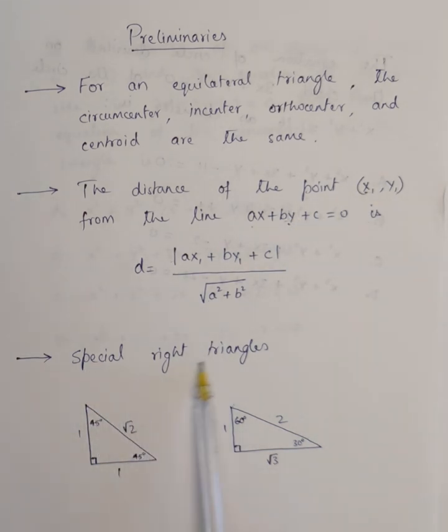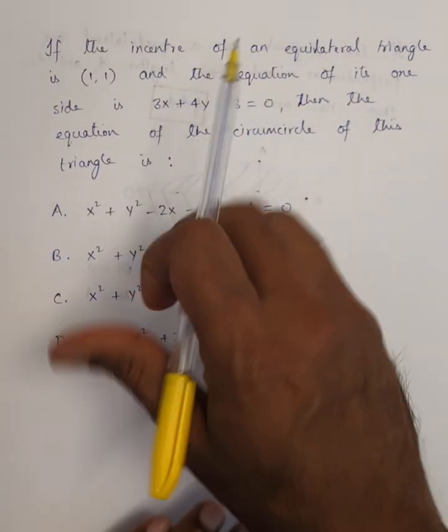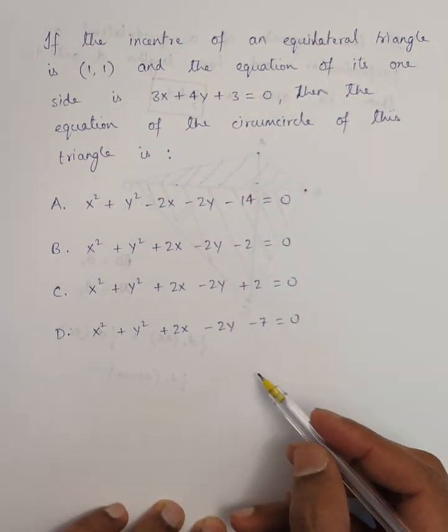And then there are two special right triangles, but for this problem, we want to focus on this one. So if you have a 30-60-90 triangle, then the short leg is 1 and the hypotenuse is 2. In other words, the hypotenuse will be double the short leg. All right, so now that we know the incenter is (1, 1), and we want to find the circumcircle.